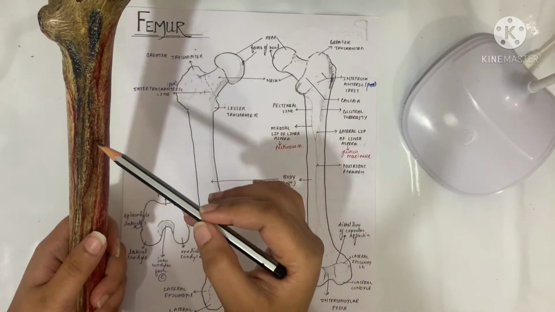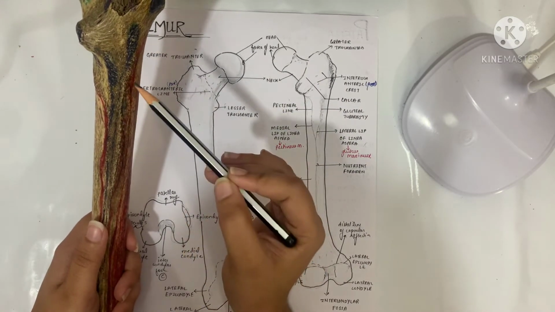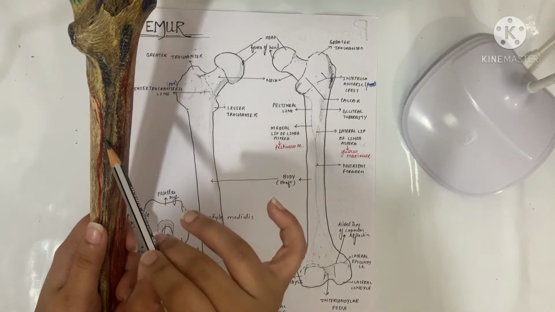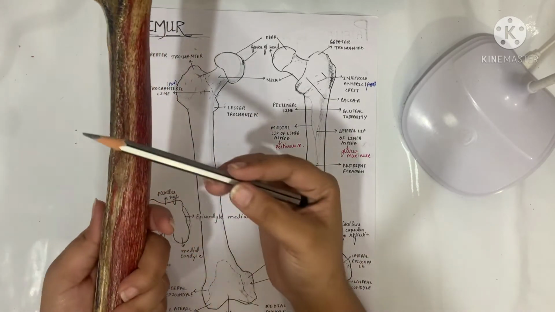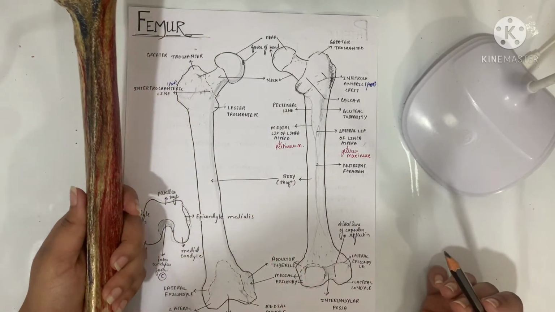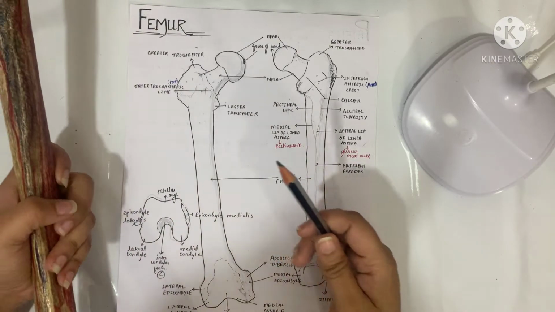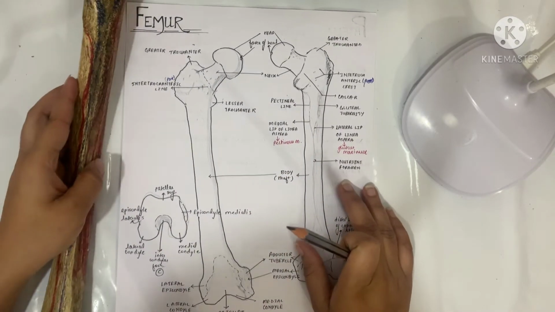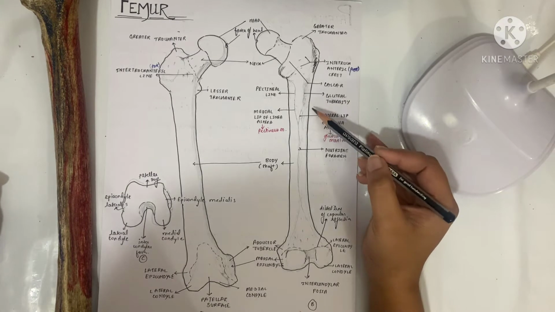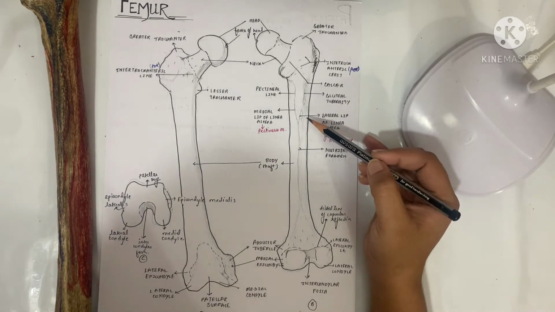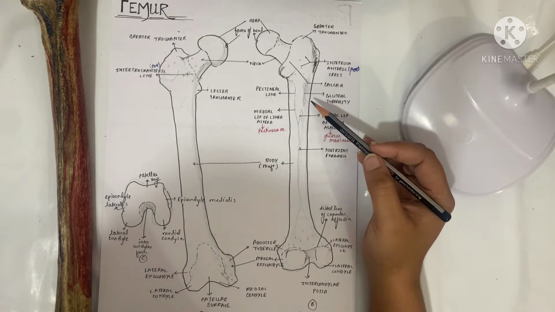Then this is the linea aspera. Linea aspera has this one as the lateral lip, this one as the medial lip of the linea aspera. This is the medial surface, this is the lateral surface, and this one is the anterior surface. Then see here also you can see this is the lateral lip of the linea aspera, and this one is the medial lip of the linea aspera.